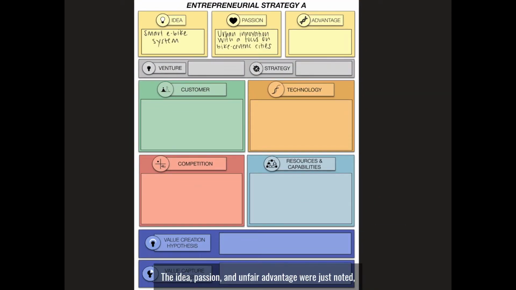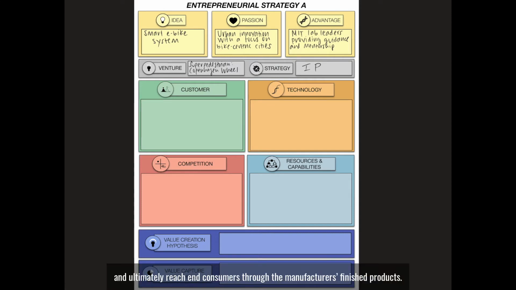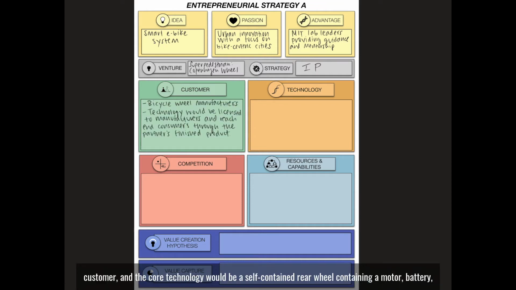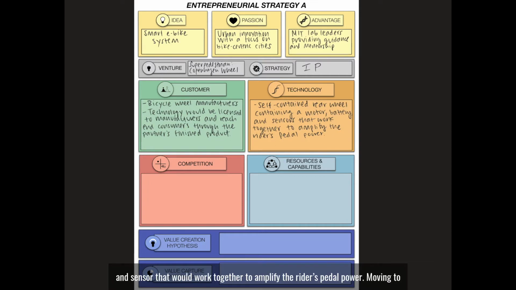The idea, passion, and unfair advantage were just noted, and they'll remain the same, so we can jump over to the strategy box and note that we'll be exploring an intellectual property strategy. So looking at customers, if this strategy is pursued, the technology could be licensed to wheel manufacturers and ultimately reach end consumers through the manufacturer's finished products. In this case, bicycle wheel manufacturers would be the target customer, and the core technology would be a self-contained rear wheel containing a motor, battery, and sensor that would work together to amplify the rider's pedal power.